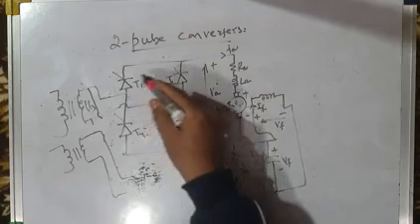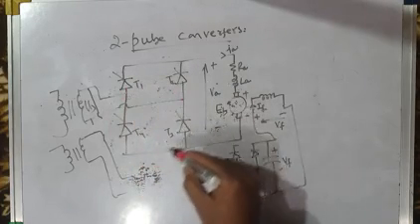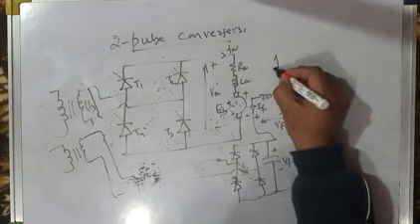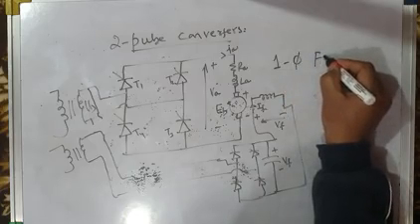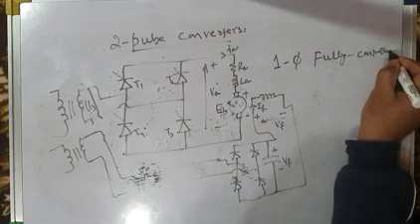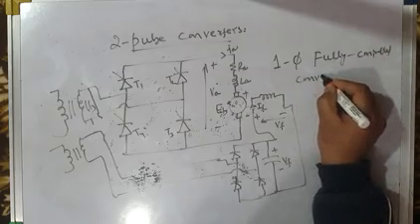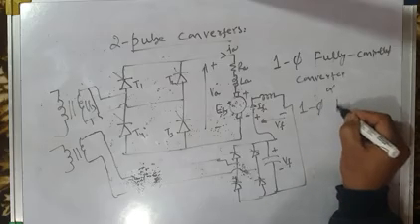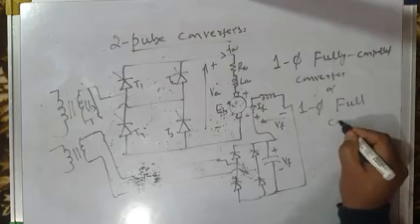This two pulse converter, what type of converter is this? All the four devices are thyristors. All of you, I am sure, know this is a single phase fully controlled converter. I will write here single phase fully controlled converter. This is called single phase fully controlled converter, or this is also called single phase full converter. In short, we call it full converter.